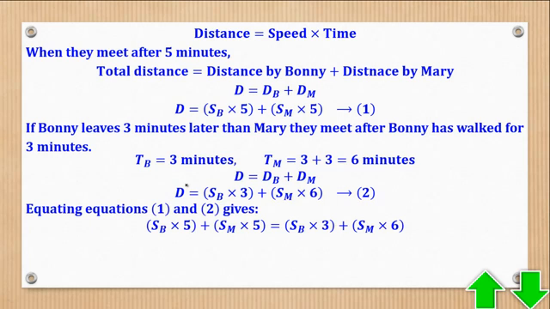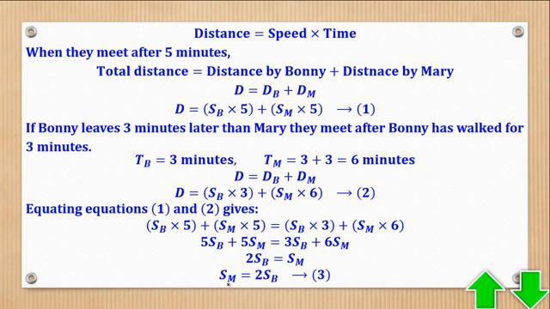Now I have to collect like terms. So this is this, this is this. Collecting like terms means put SB alone and SM alone. When I put SB alone, bring this one this side, it becomes 5 minus 3, which is 2SB. Then put SM alone, bring this one this side, it becomes 6 minus 5 to give you 1. That means that SM is 2SB. In other words, the speed of Mary is twice the speed of Bonnie.